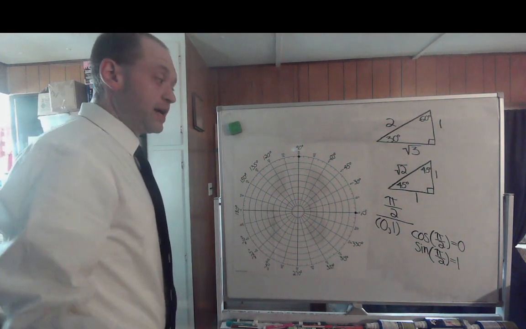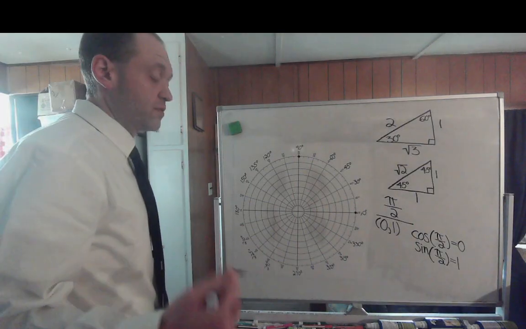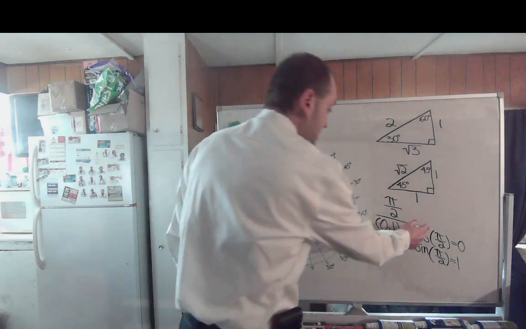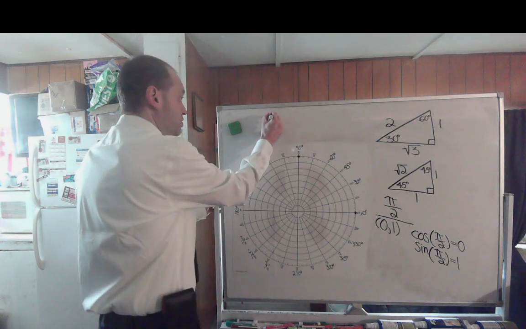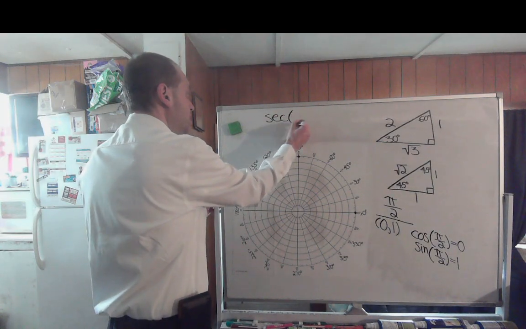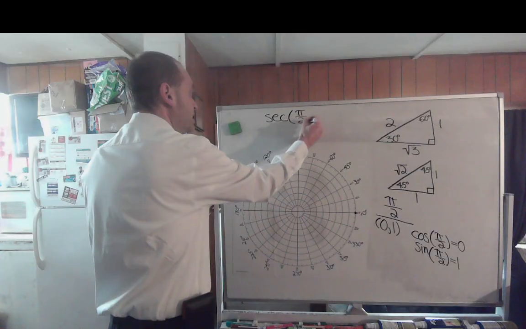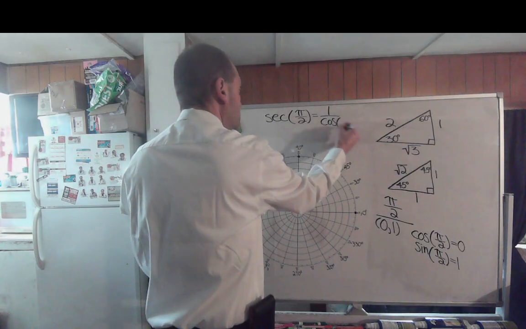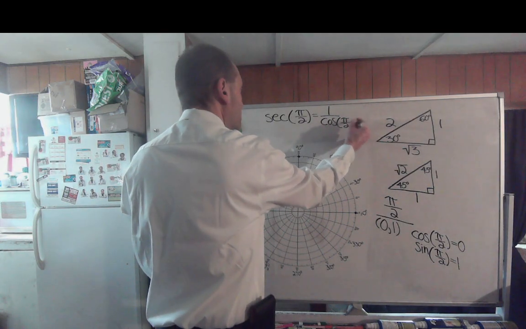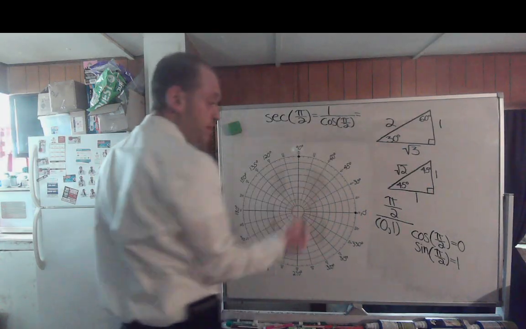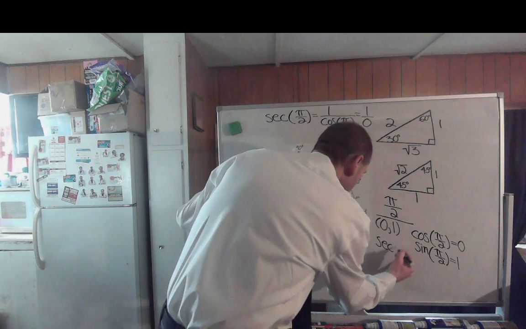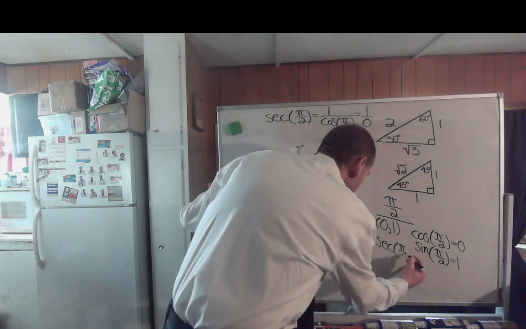Alright, from there we can define the other 4 functions. So let's look at the secant. Well, secant of pi over 2, isn't that going to be the same thing as 1 divided by the cosine of pi over 2? Well, that would be 1 divided by 0, which would actually make that completely undefined. So the secant of pi over 2 is actually not defined.